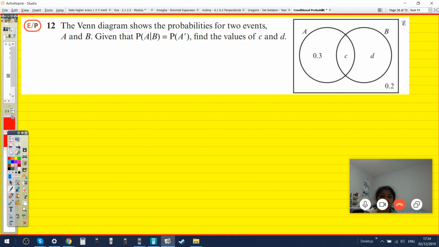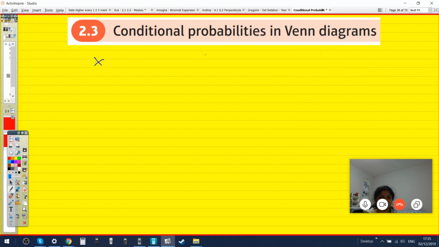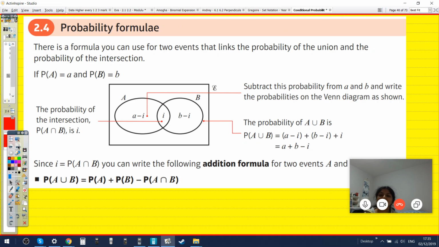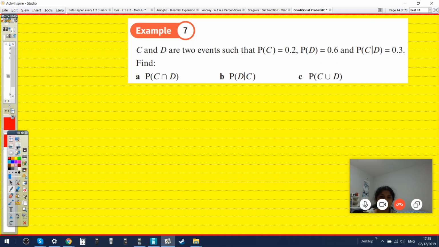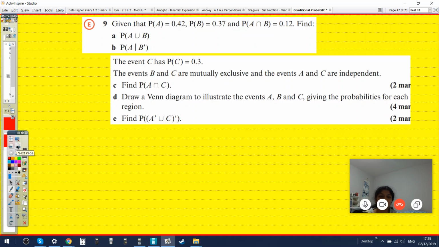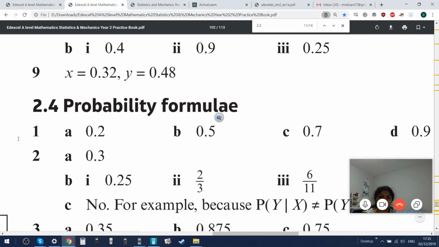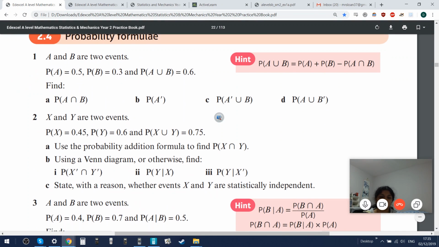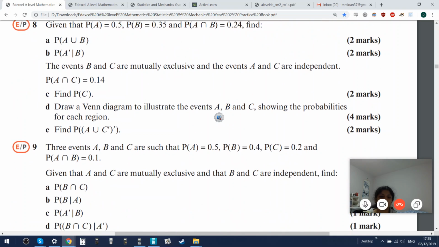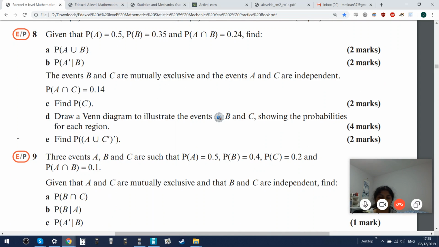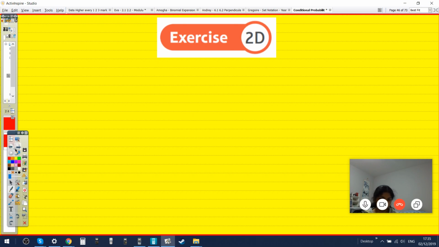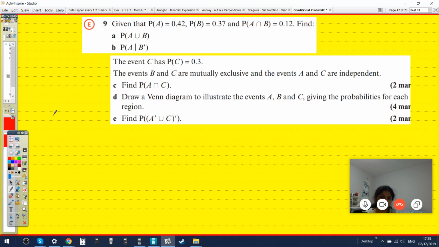And these ones you've done. So conditional probabilities, Venn diagrams. I think I understand it. I think so too. It's just a little thing. Probability formula, you're pretty good. I think I did these as well. Let me just check. So this is question 8. This is question 9, so it should be easier.